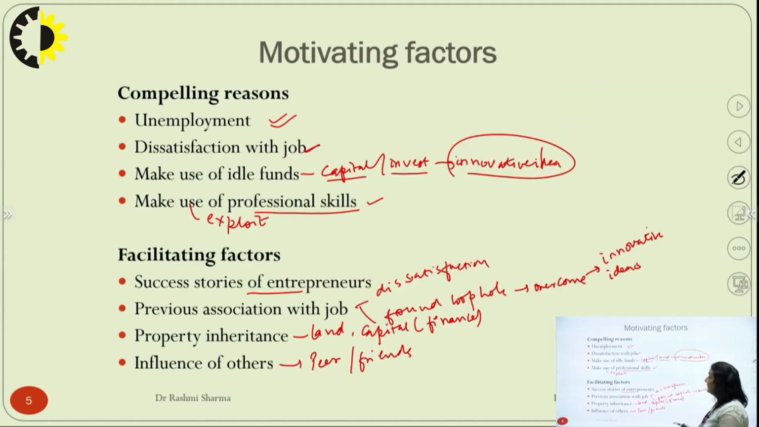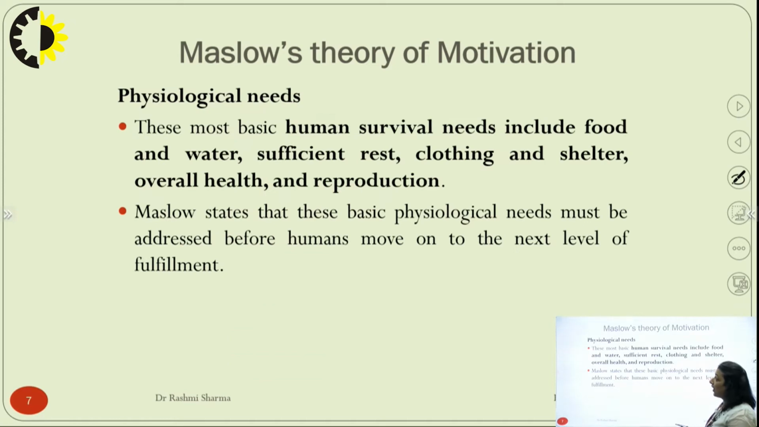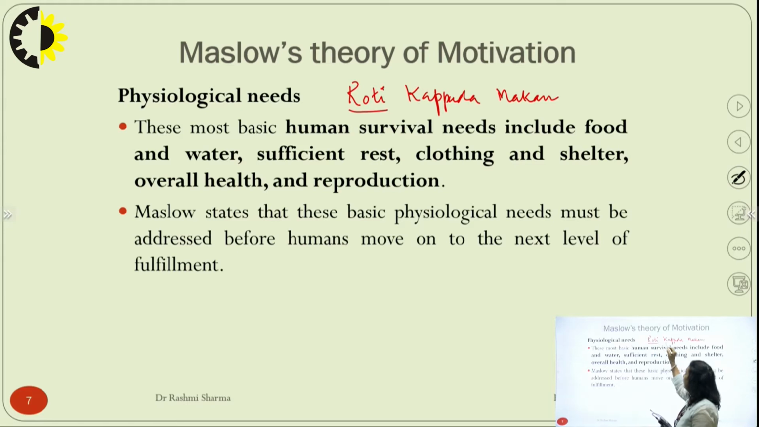The first part, as it denotes, is that you have a physiological need. Obviously, the physiological needs, in layman's terms, what we say is roti, kapda, and makan. Obviously, you have to fulfill your basic needs, that is the food, the clothing, and the shelter. So here we have clothing, shelter, and the food. Obviously, for good health you require all those things.